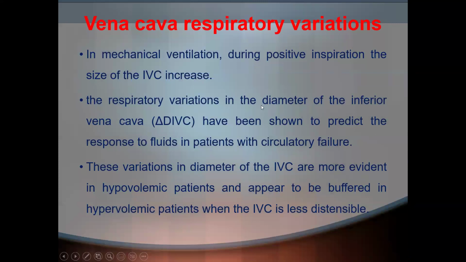During inspiration, the IVC is distended and in expiration it will be collapsed. The respiratory variation in the diameter of the inferior vena cava, the delta diameter or distensibility index, has been shown to predict the response to fluid in patients with circulatory failure. This variation in IVC diameter is more evident in hypovolemic patients and appears to be buffered in hypervolemic patients, when the IVC is less distensible.